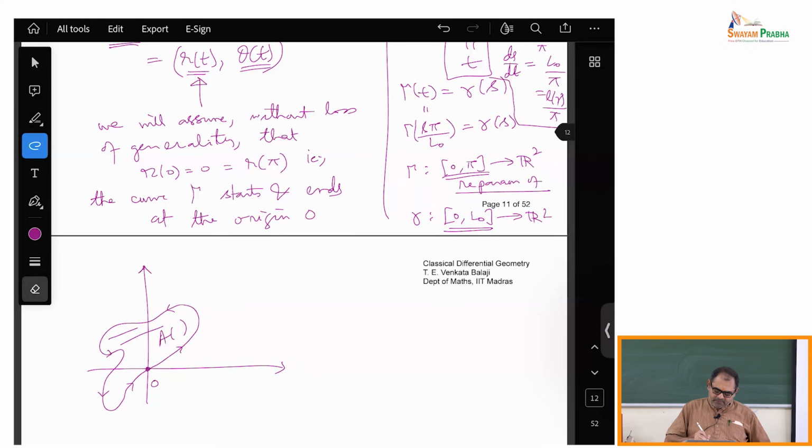So let me use capital gamma, which is the same as small gamma except for a parametrization, and the arc length is L naught, which is L of capital gamma. Mind you, of course, arc length, area, etc., they are all independent of the parametrization, right? So this is my curve.